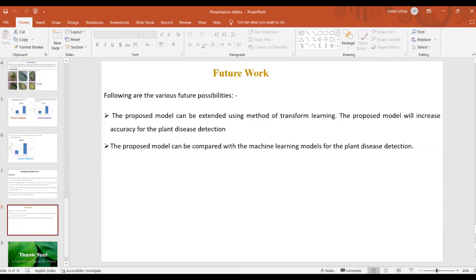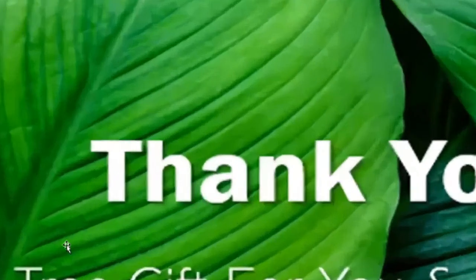The proposed model can be extended using the method of transfer learning, and the proposed model can be compared with the machine learning models for plant disease detection. That's all from my side. Thank you. Thank you, Diksha, for your wonderful presentation and good results.